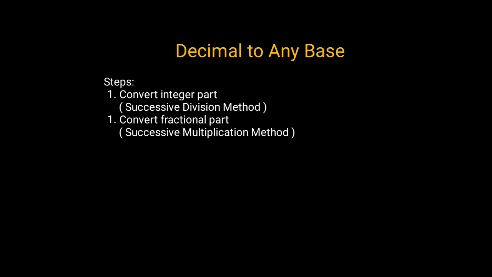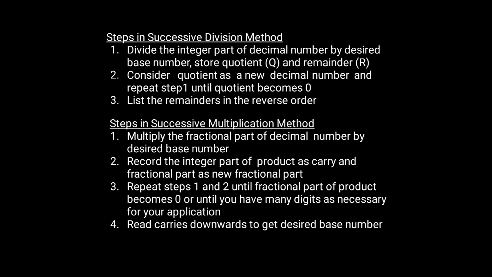Next one is, suppose if you want to convert the decimal number to any base, so there are procedures. Convert integer part by successive division methods, and second step is convert fractional part by successive multiplication methods. Okay, let us discuss the procedure. For the integer part, we are using the successive division methods. So what exactly are the successive division methods?